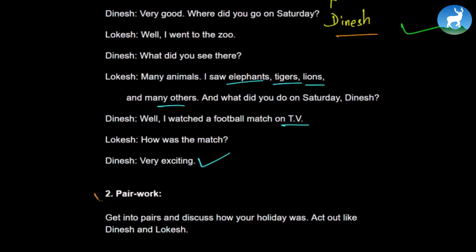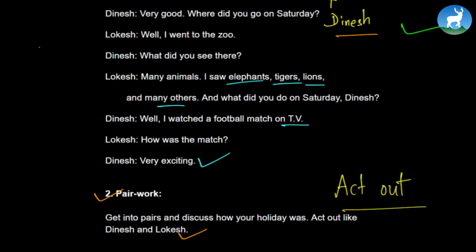Well, at the end of this section, there's something called pair work. We have to get into pairs and discuss how your holiday was. You've got to act like Dinesh and Lokesh. Can you do this? I guess you can. You just have to act out. Behave like Dinesh and Lokesh. That's all. So what your teacher can do right now is divide the class into twos and ask each pair to discuss what they did, or where they went, or whom they met, things like that, just the way Lokesh and Dinesh did. And the teacher can go around the students, helping them to act out better. So, yeah.